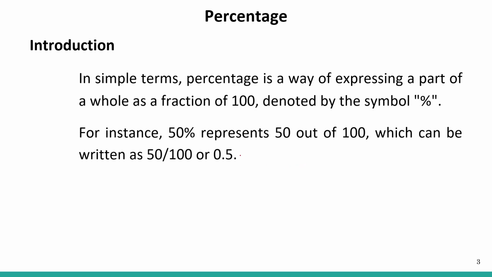So what is percentage? In simple terms, percentage: cent means century, that is 100, and per 100. This is the gist of this naming scheme. So in simple terms, percentage is a way of expressing a part of a whole as a fraction of 100, denoted by this symbol. The symbol for which percentage is denoted is a slash symbol with two zeros in its upward range and its downward range.